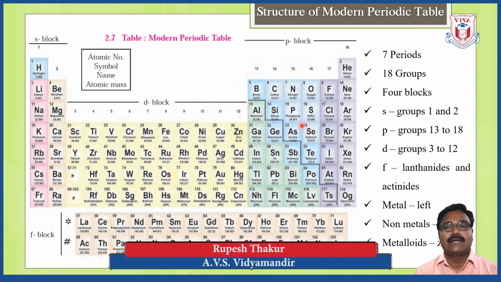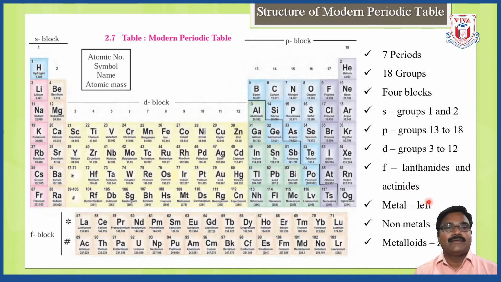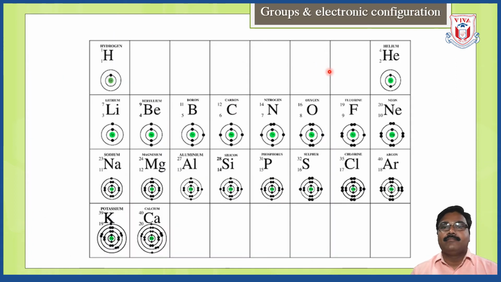इथे तुम्हाला स्ट्रक्चर नीट लक्षात आलं आहे की तिथे 7 पिरियड्स आहेत, 18 ग्रुप्स आहेत, 4 ब्लॉक्स आहेत आणि 4 ब्लॉक्स कशा प्रकारचे आहेत हे पण आपण पाहिलेलं आहे. त्यानंतर मेटल्स लेफ्ट साइडला आहेत, नॉन मेटल्स राईट साइडला आणि मेटलॉइड्स अलॉंग द झिगझॅग लाईन बिटवीन मेटल्स अँड नॉन मेटल्स. आपण आताच पाहिलं की इलेक्ट्रॉनिक कॉन्फिगरेशन आणि मॉडर्न पिरियोडिक टेबल ह्यांचा काय संबंध आहे, किती जवळचा संबंध आहे. नाउ वी विल सी द ग्रुप्स अँड इलेक्ट्रॉनिक कॉन्फिगरेशन.